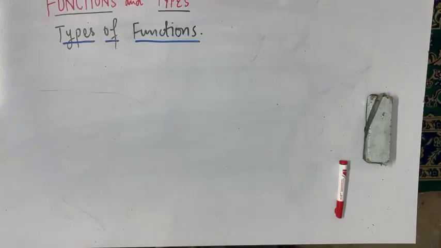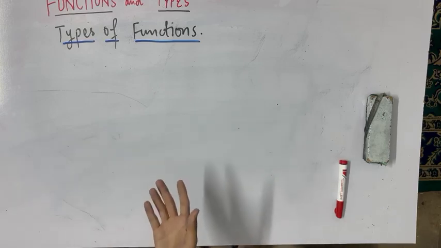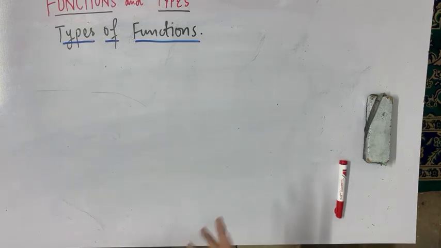Now after understanding what is meant by a function and how a function is different from a relation, or what are the conditions for a relation to be a function, now we will understand how many types there are and how we categorize the functions, and how we will identify that this is this type of function. So let's understand one by one.